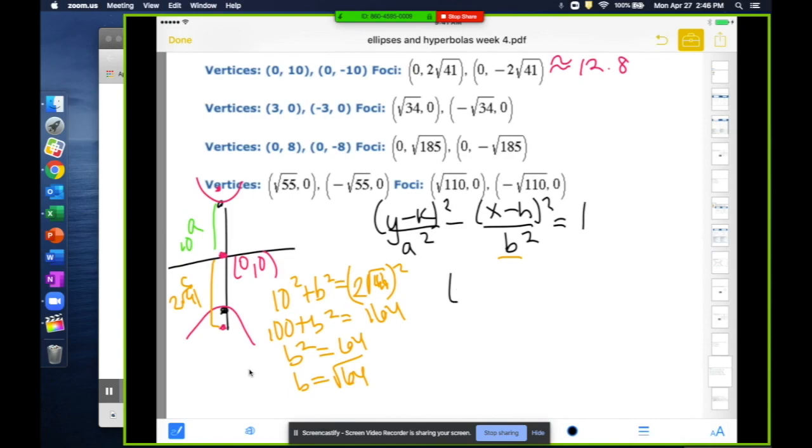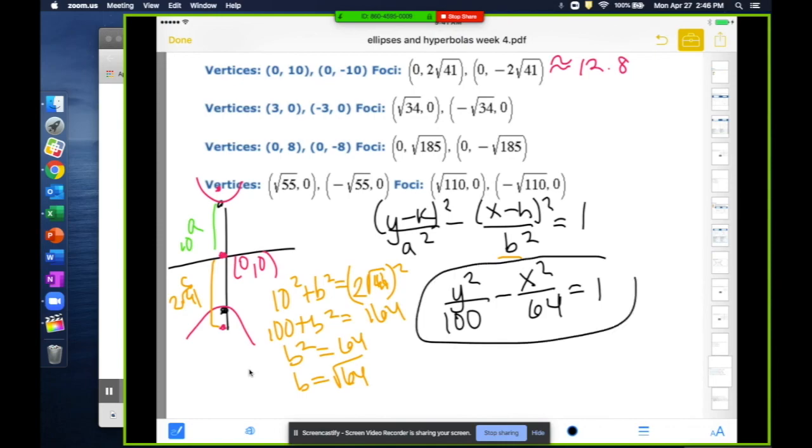So I'm going to go ahead and plug those into my formula. Again, h and k are 0, so that's just going to be y squared over 100, because a squared is 100, 10 times 10. And then minus x squared over 64 equals 1, and that's it.